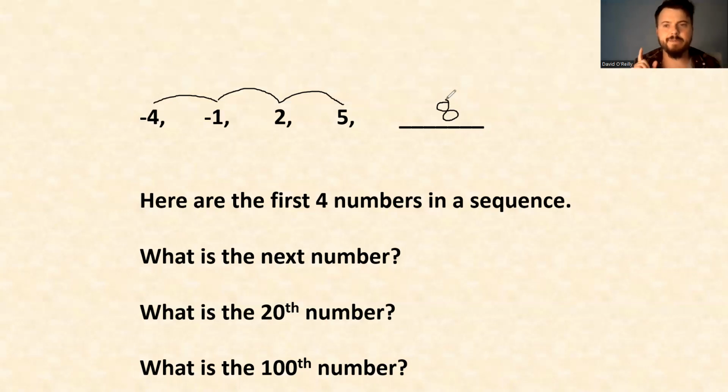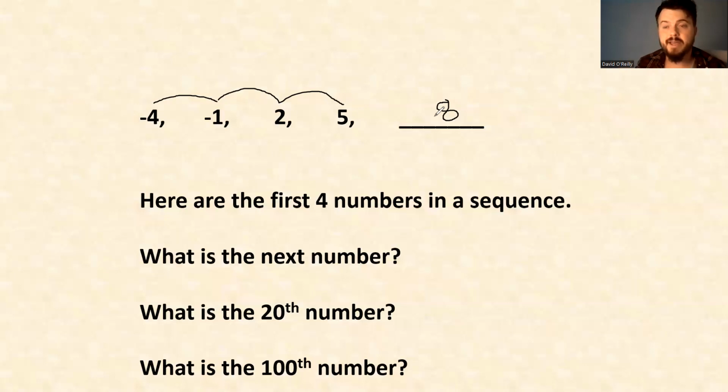This is where things get a bit tricky though, because now we're being asked for the 20th number, and then the 100th number. Now, the 20th number might not be so tricky. You might think, well, I know I've got to add 3. I've got the first 5 numbers in the sequence on the screen, so in order to get to the 20th number, I just need to keep adding. The problem with that is that if we are adding 3 15 more times, a couple of things can happen.